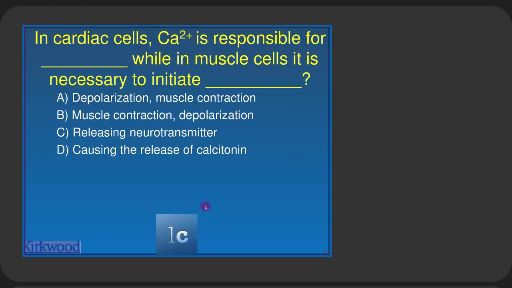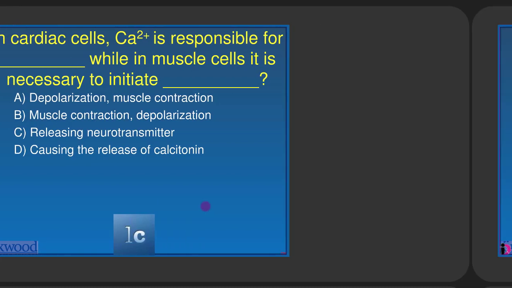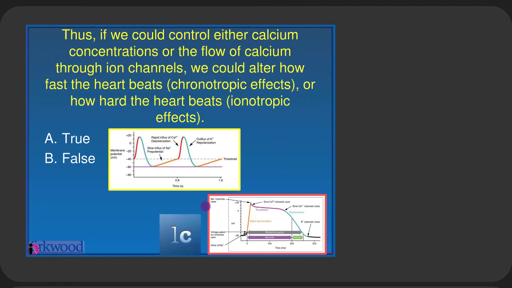We can do these when we do Learning Catalytics, but I also don't necessarily want to give away the answers yet. I have a bit of a typo here, because what I mean to say is in AR cells, calcium is responsible for depolarization, while in muscle cells, it's necessary to initiate muscle contraction. So the calcium entry in AR cells sets timing, but in the cardiac muscle, that calcium is actually binding to troponin, causing muscle contraction. Thus, if we could control either calcium concentrations or the flow of calcium through ion channels, we could alter how fast the heart beats, that's true, or how hard the heart beats, that's true.